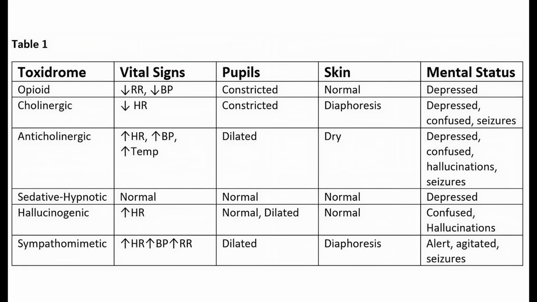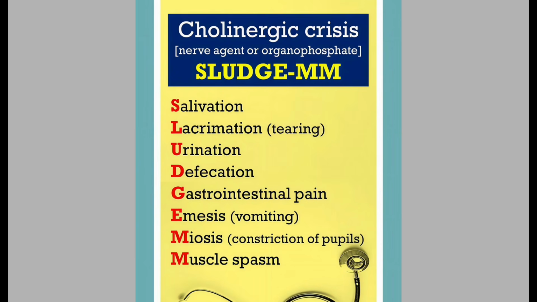In toxicology, you need to recognize overdose syndromes. Opiates cause a classic triad of pinpoint pupils, respiratory depression, and coma. Sympathomimetics, like cocaine, cause hypertension, tachycardia, and dilated pupils. For cholinergics, remember the mnemonic SLUDGEM: salivation, lacrimation, urination, defecation, gastric upset, emesis, and miosis, or pinpoint pupils.